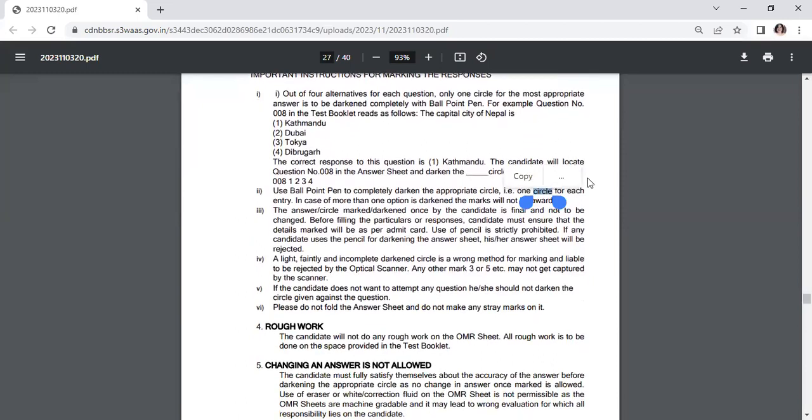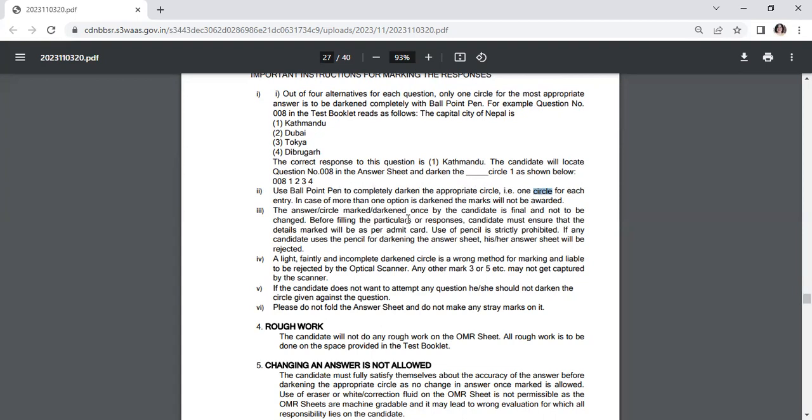Important instructions for marking responses. Out of 4 alternatives, for each question, only one circle of the most appropriate answer is to be darkened. The correct response to this question is Kathmandu. The candidate will locate the question number on the answer sheet and darken circle 1 below 1, 2, 3, 4. The ballpoint pen is to completely darken the appropriate circle, that is, one circle for each entry.